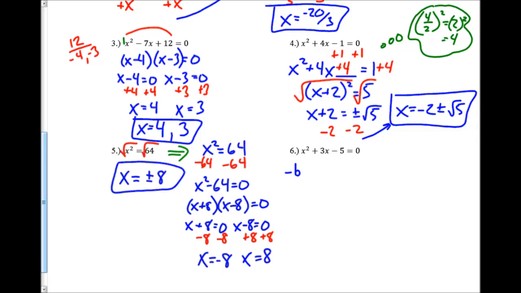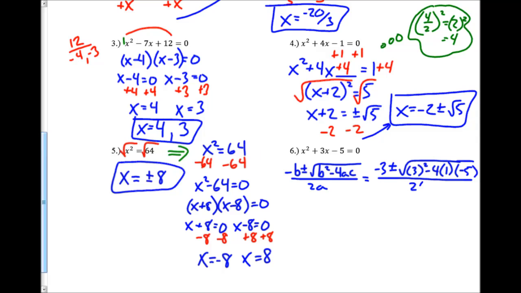So do the opposite of b, plus or minus the square root of b squared minus 4ac, all over 2a. And I start plugging stuff in. The opposite of my b value is a negative 3, plus or minus the square root of b squared minus 4 times a, which is 1, times c, which is a negative 5, all over 2 times a, which is 1. So that's negative 3 plus or minus the square root of 9 plus 20, all over 2. That's negative 3 plus or minus the square root of 29, over 2.